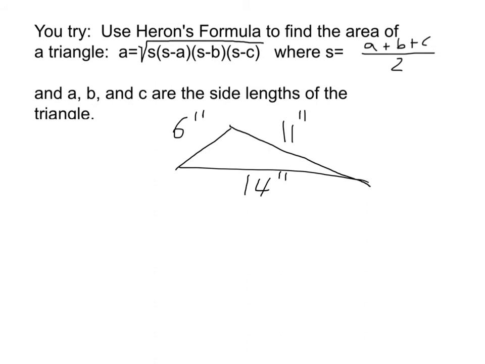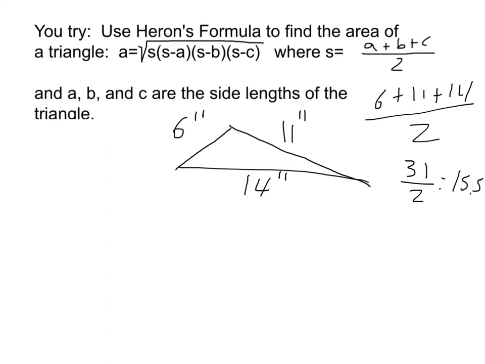Okay, so the first thing I need to do is calculate what S is. So S is 6 plus 11 plus 14 all over 2. So 6 plus 11 is 17, plus 14 is 31 over 2. That's an ugly number, which equals 15.5. So 15.5 is our S value.